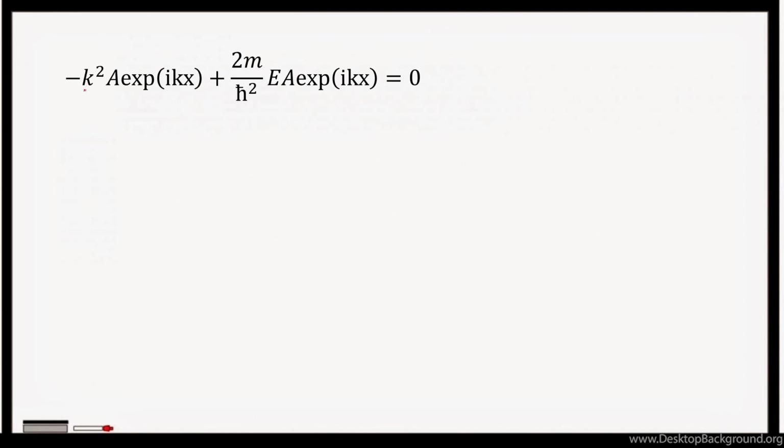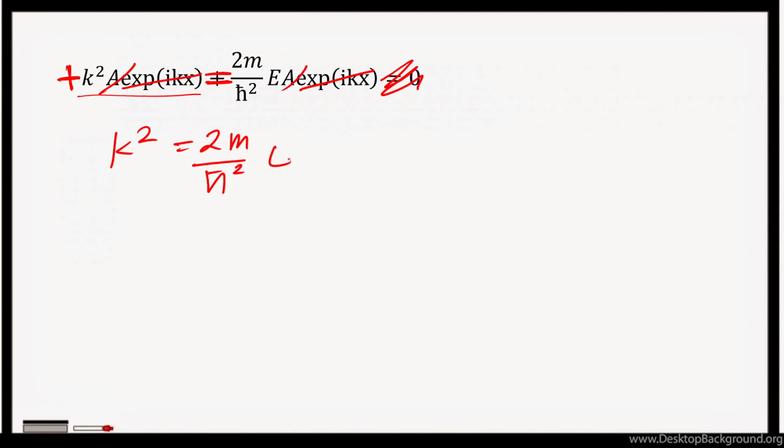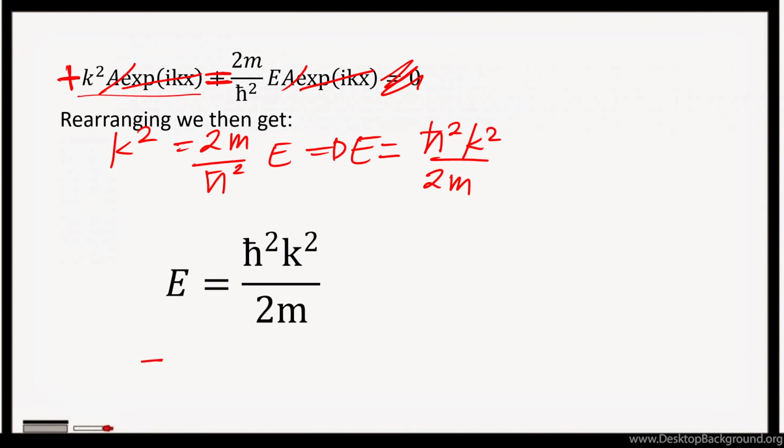So, we can move negative K squared A exponential I kx to the other side. So, dito, dayain na natin, equals, and this will be positive. Cancel A. Cancel exponential I kx. You will be left with K squared is equal to 2m over h bar squared E. Or, E is equal to h bar squared k squared over 2m, we get ito.